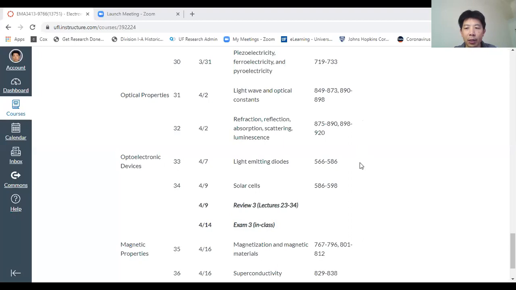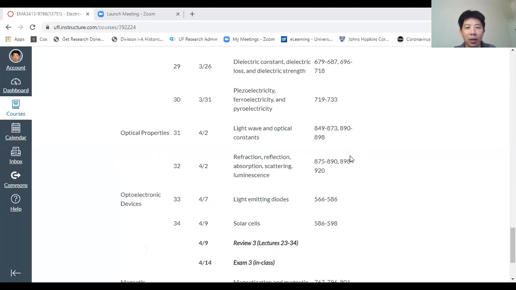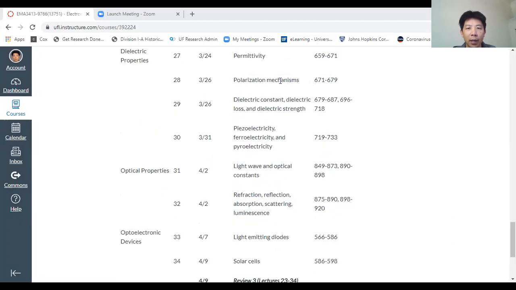This is Thursday, April the 2nd. Today we are going to have two lectures, trying to finish up the chapter on optical properties. We're going to first finish up the optical constants, and then we are going to look at various processes regarding the response of the material to light. There are many things, and then we're going to have a quiz later today. This will be covering the lectures on dielectric properties.